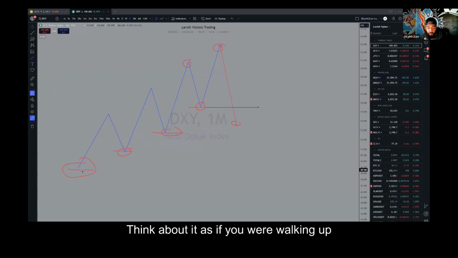Think about it as if you were walking up the steps and you're not paying attention, and the next step is lower. A lot of times you're going to trip and possibly even fall because it's not supposed to be like that. The structure has now shifted.